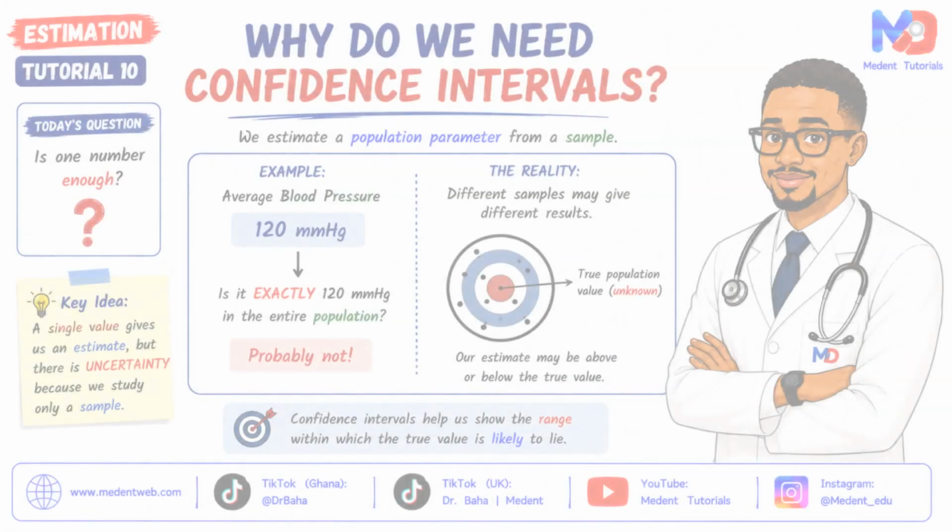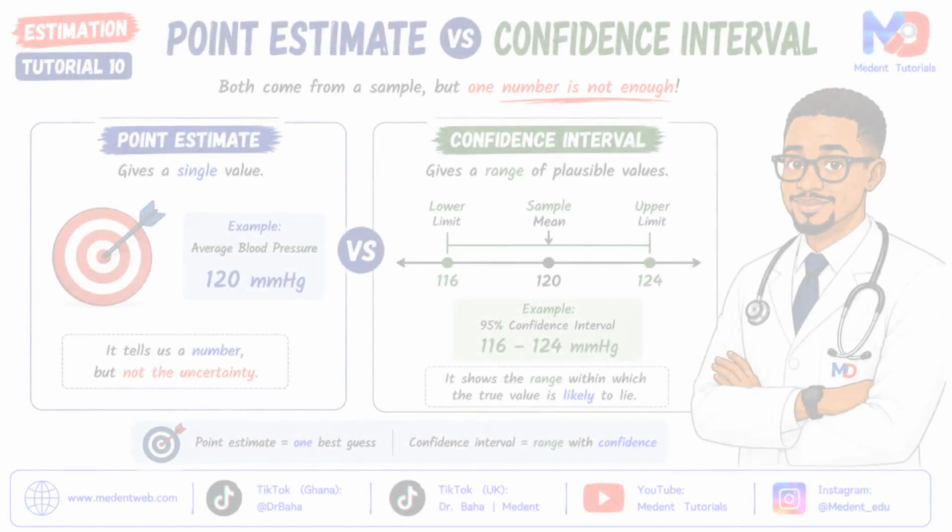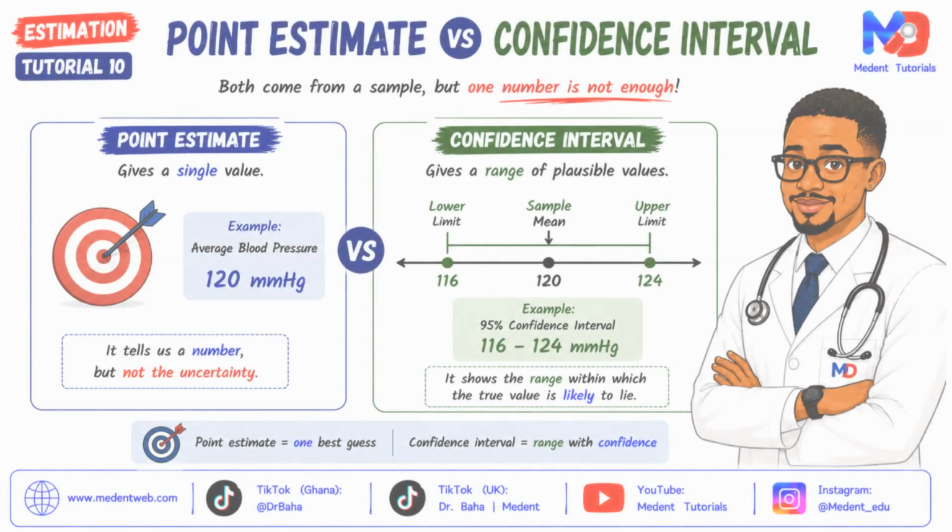All right. Now imagine estimating the average blood pressure in a population. A single value, such as 120 millimeters of mercury, gives us an estimate. But because it comes from a sample, there is uncertainty. Confidence intervals help us express that uncertainty. So, how is that different from a point estimate?